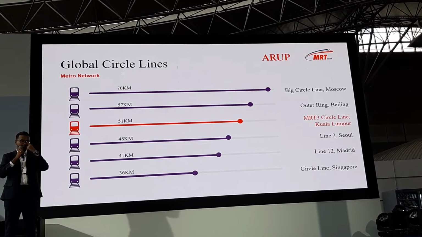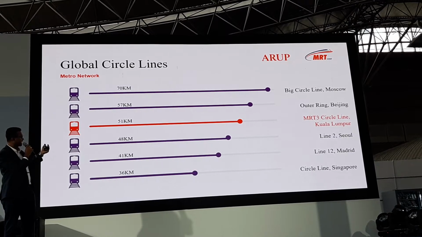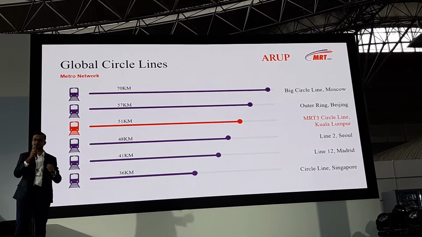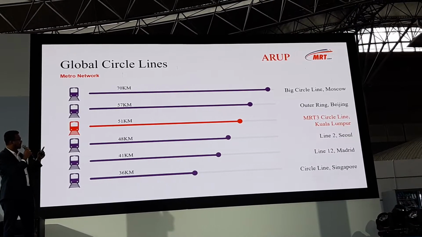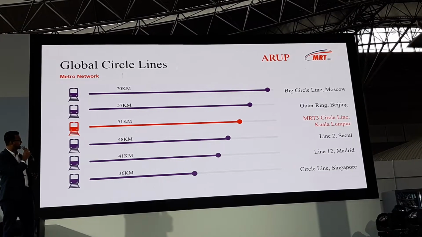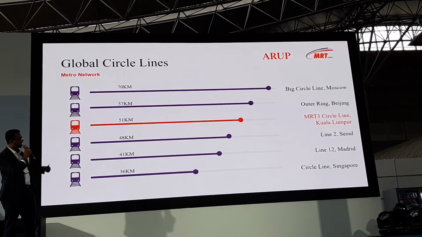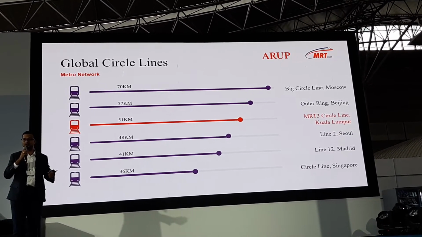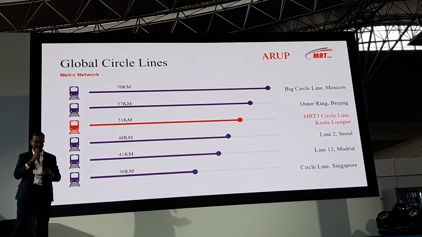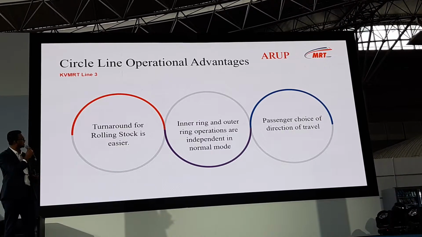In terms of length comparison, once we have completed in 2028 to 2030, MRT Line 3 would have an estimated length of 51 kilometers, making it the third longest circle line of an urban rail network. At the moment the Big Circle Line is at 70 kilometers. Second is the outer ring. Earlier you would have seen two layers of the Beijing circle line, the inner and outer, and the outer is 57. We are very close to the Beijing outer ring. Of course this is as of today; we might not know what other new projects will come about. But circle lines are basically introduced to improve the efficiency of existing radial lines.